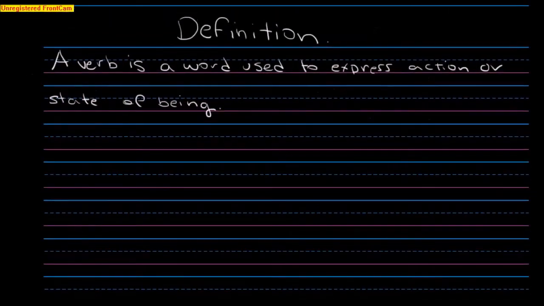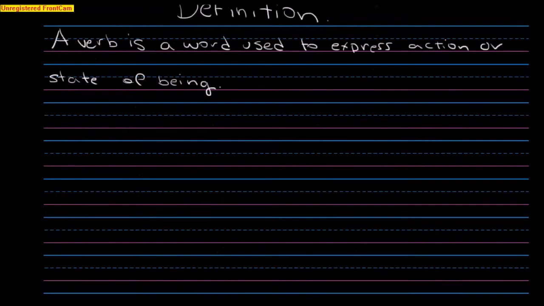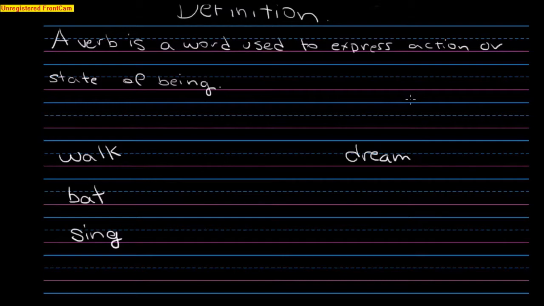So the first thing, if you grab just the verbs from this sentence over here: walked, dreaming, batting, singing. So I'm just going to write them down, and I'm going to add more to the list. First, let's start. Walk, bat, and sing. I'm just going to write the other right here. Dream. These are all examples of verbs.